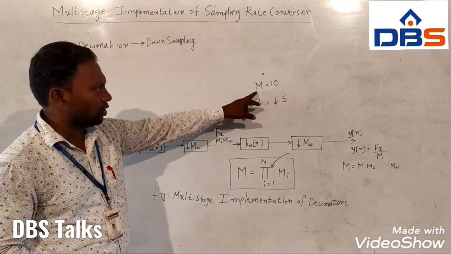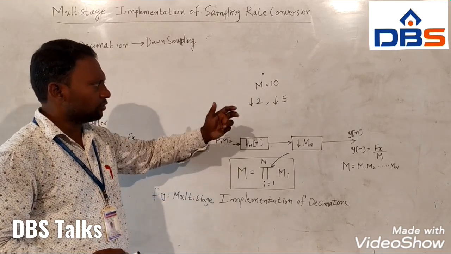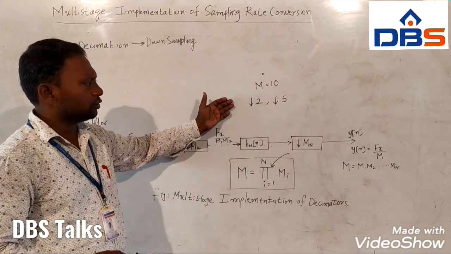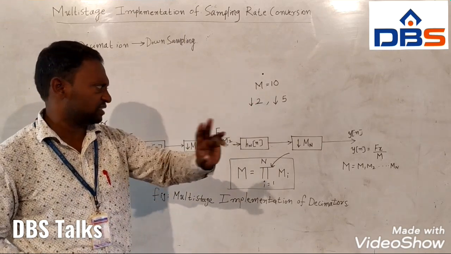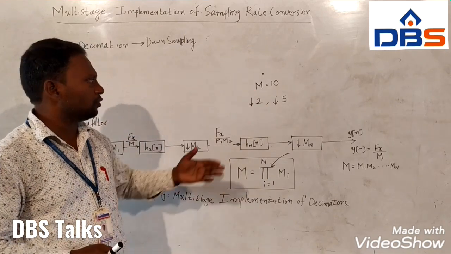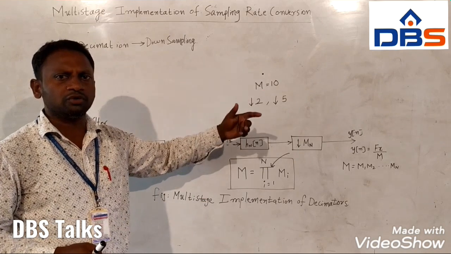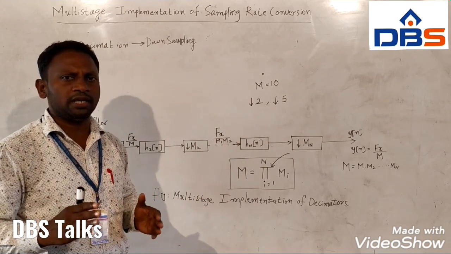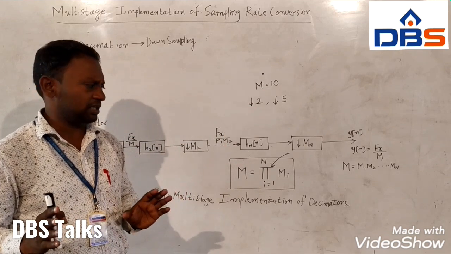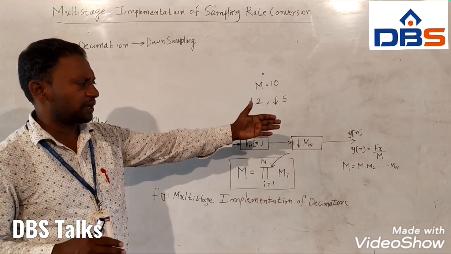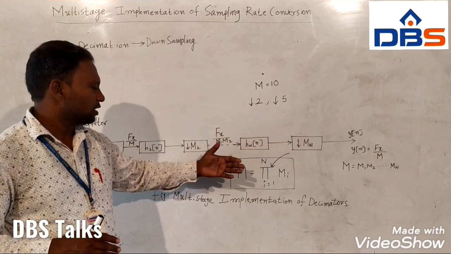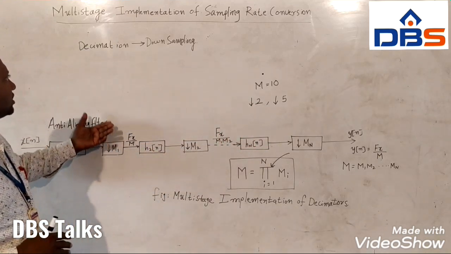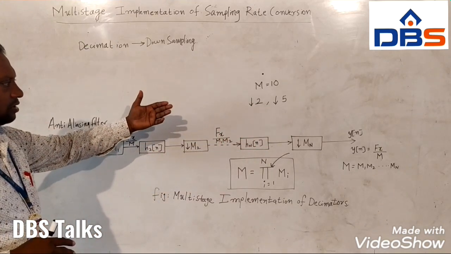So when M is equal to 10, first you pass it through the anti-aliasing filter and down convert it by 2. Then again you pass it to the second anti-aliasing filter. Then you downsample again by 5. Like that, 2 into 5 is 10. So you get Fx by 10 in the output sequence.